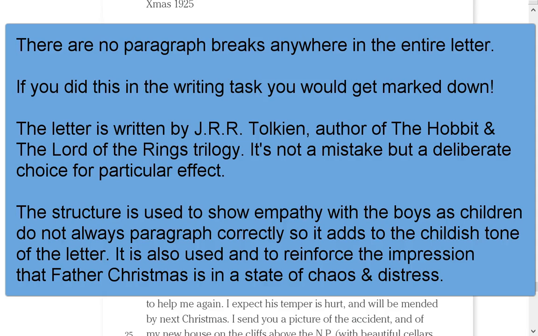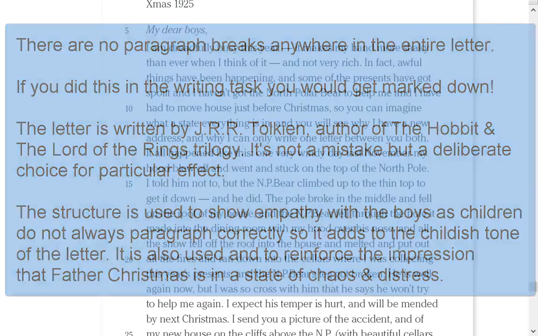Now, Tolkien, the writer of Lord of the Rings, The Hobbit, and various other texts, he knows how to paragraph. So this isn't a mistake, this is deliberate. And what it's doing is showing that the character that he's adopting, the character of Father Christmas, is very upset, and he's trying to get all of his information down all at once. And if we look at the language, that's also borne out in the language.